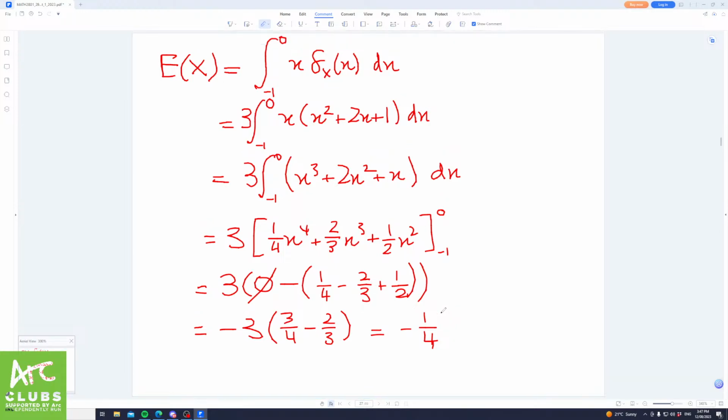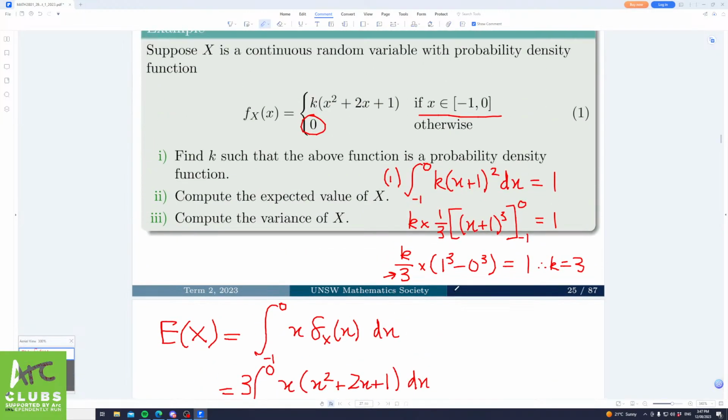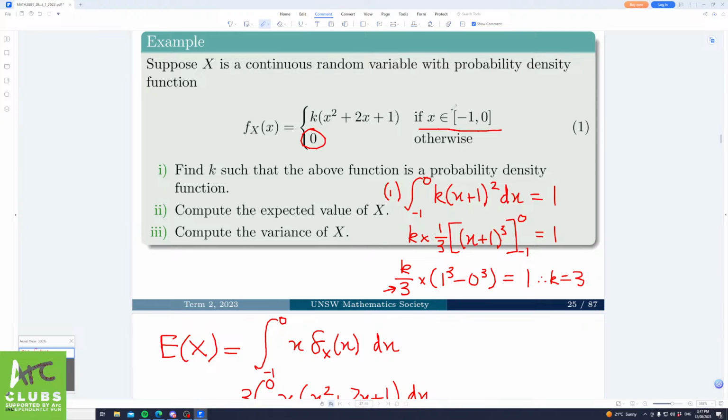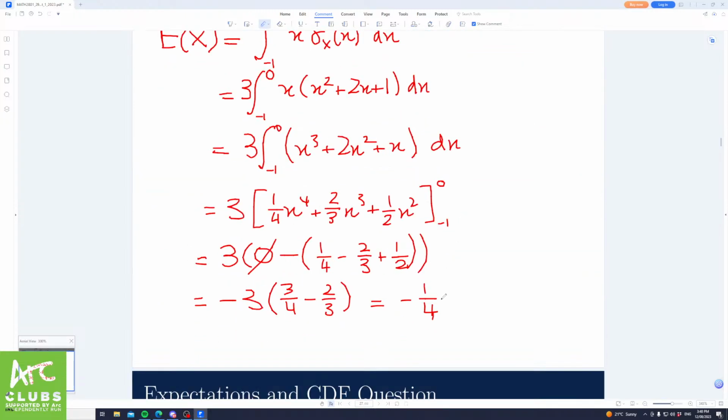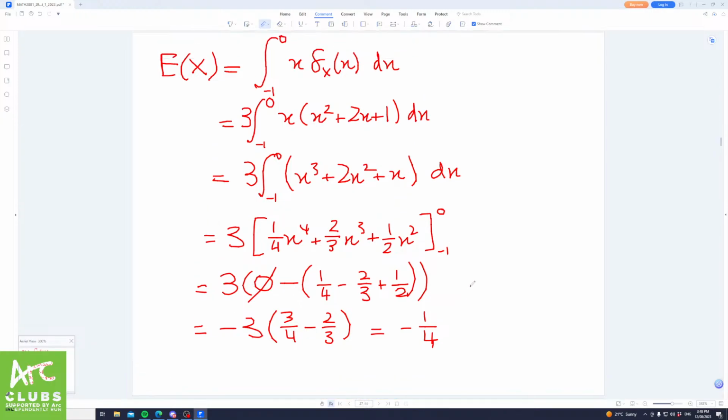And we should ask ourselves, does it make sense that we got a negative expectation? Well, if we look back to the PDF, x can only take values between -1 and 0. And so we expect it to be a value between -1 and 0, and -1/4 is. So I guess that's a bit of a sanity check to make sure our answer isn't wrong off the bat.